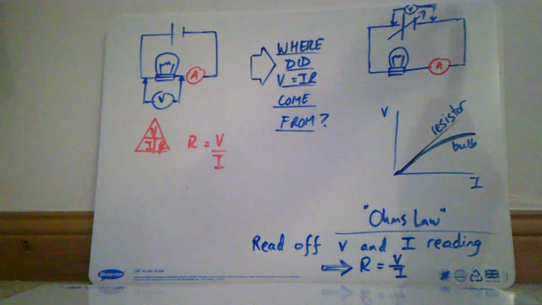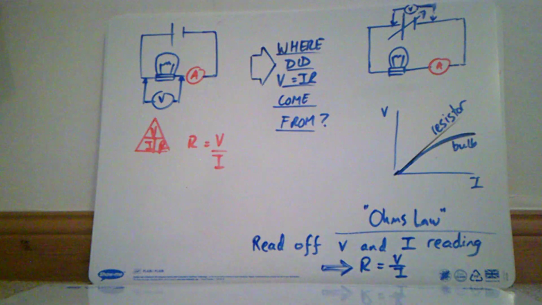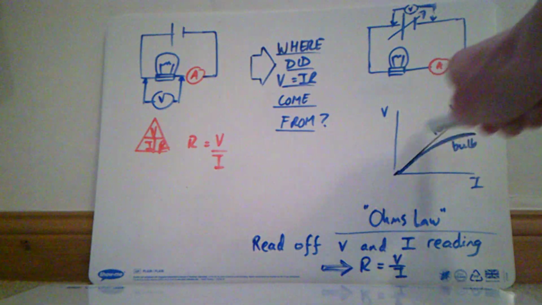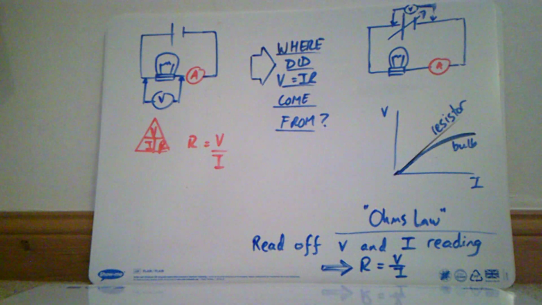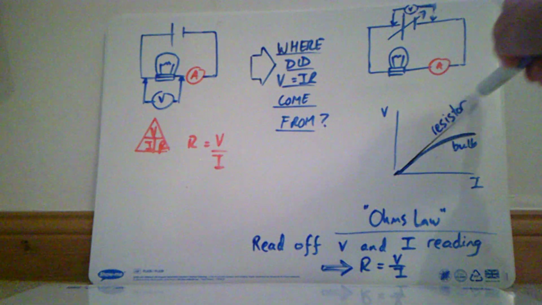Increase the voltage a bit more, write down the new current. Increase the voltage a bit more, write down the new current. You can plot voltage and current points, and as you increase the voltage, the current goes up. You kind of know that because voltage pushes current around the circuit, but if the current goes up in step with the voltage, then you get a straight line.